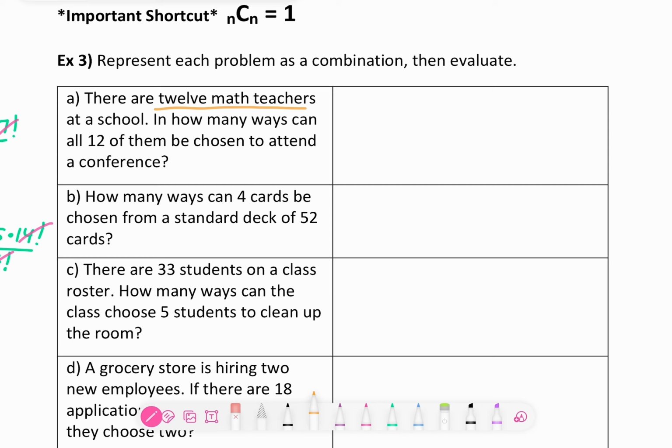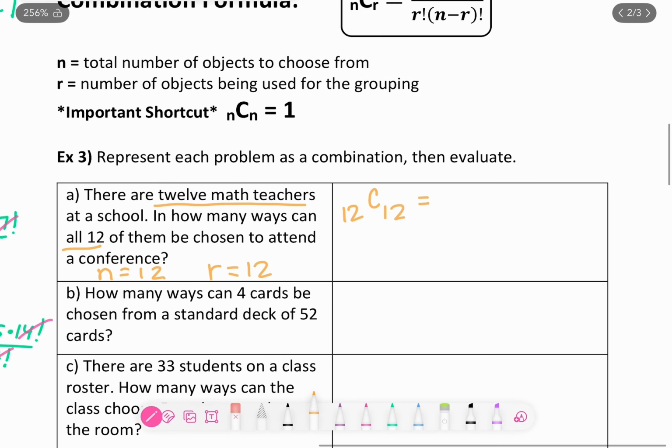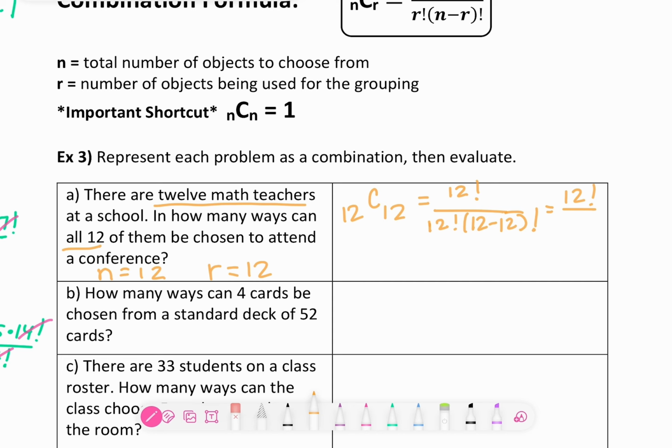So there's 12 math teachers to begin with, so N equals 12. Now, the ones I'm choosing is all 12 of them. So the shortcut above says that if I do a combination of all 12, I'm for sure going to get 1. But I want you to see why that makes sense. So let's plug it into the formula. We have n factorial, so the total factorial, over r factorial, which is 12 factorial, because r is 12. And then we have 12 minus 12 factorial. We end up with 12 factorial over 12 factorial times 0 factorial, which is just 1. So 12 divided by 12 ends up just being 1. So we're choosing all of them.